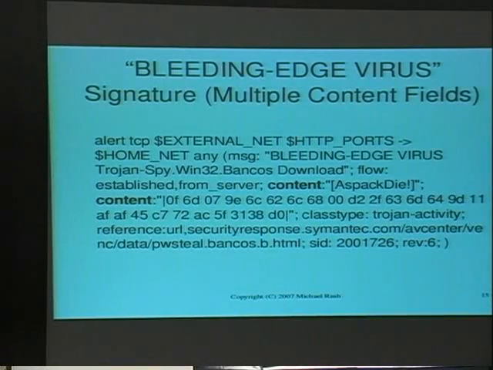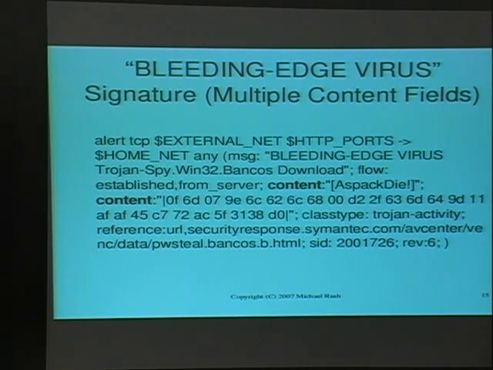So moving on to a little bit more complex example. This one uses multiple content fields which are now supported by fwsnort. So the Snort rule here, this is from the Bleeding Snort signature rule set, the first string it looks for is pack die exclamation point, and then followed by this obtuse looking block of hex codes.